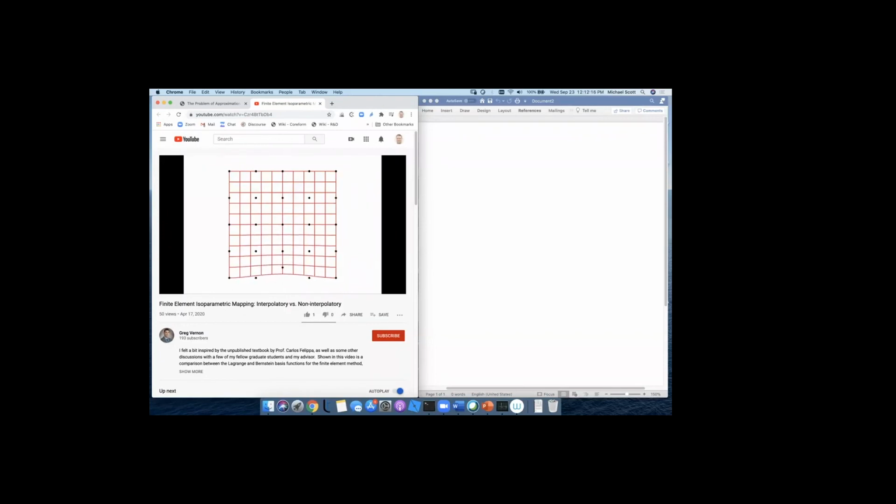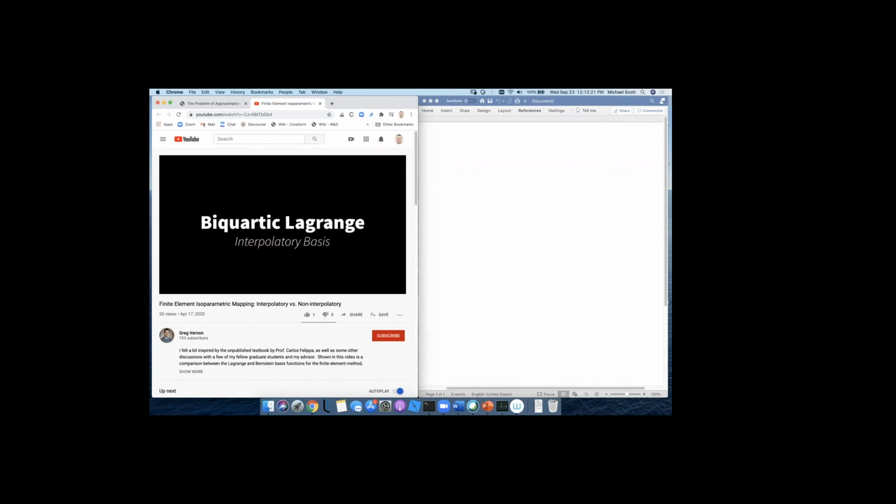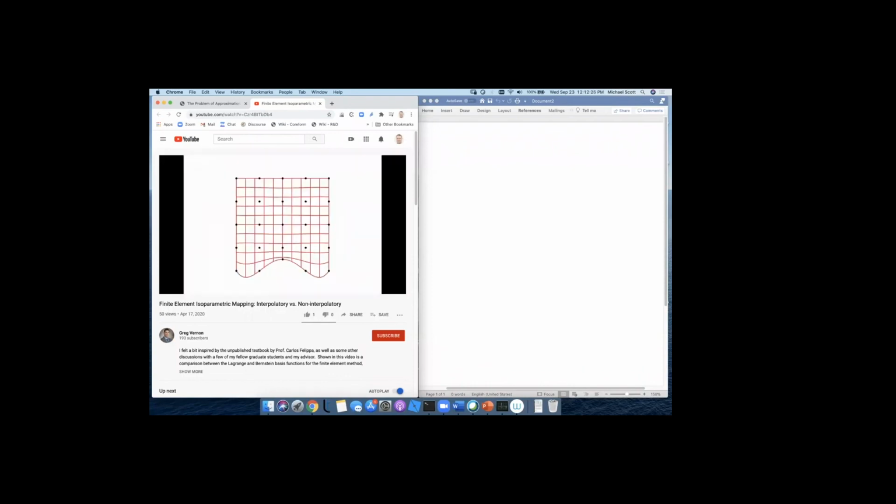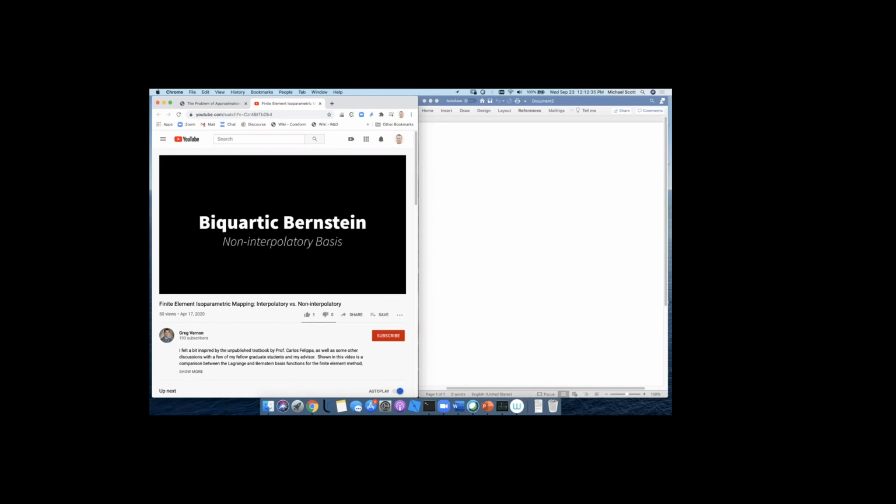Sure. So this is the idea, right? If you move that one little node with the Bernstein basis, it's not interpolatory. If I move it all in, everything's in compression. If I move it out, everything's in tension. And this is just like with larger deformation. This is the Runge phenomenon that you actually can invert. That's where you can get your negative stresses or even the inversion from.